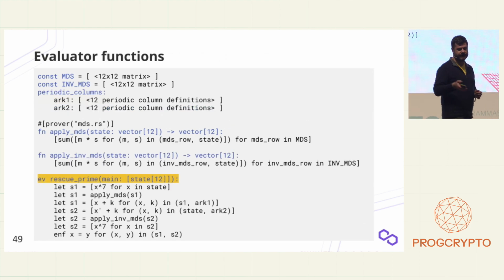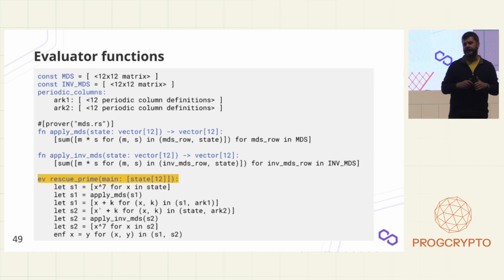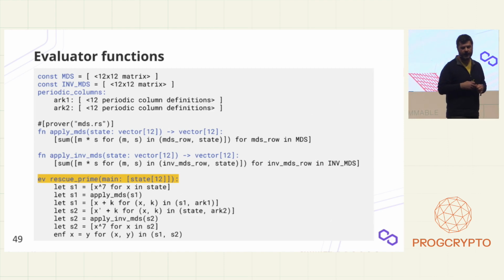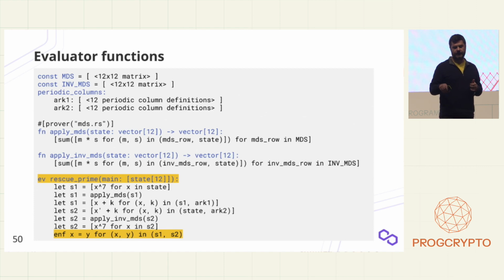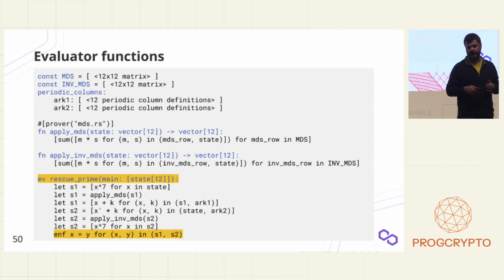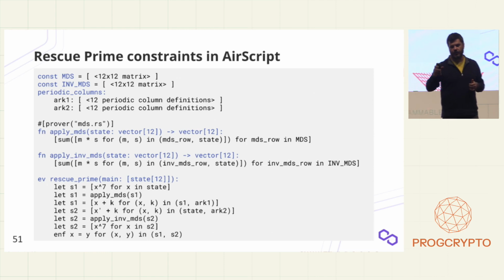Like these evaluator functions, you can abstract away. So instead of having a single monolithic set of constraints, you can say, okay, this evaluator, the EV keyword stands for an evaluator, can evaluate constraints for a specific computation, or a standalone module, so to say. And this, in fact, is evaluate rescue prime. And the last thing there is enforcing the constraints. So this is all you need to do to express constraints for the Rescue Prime hash function, and they fit on a single page here. So it's pretty simple.